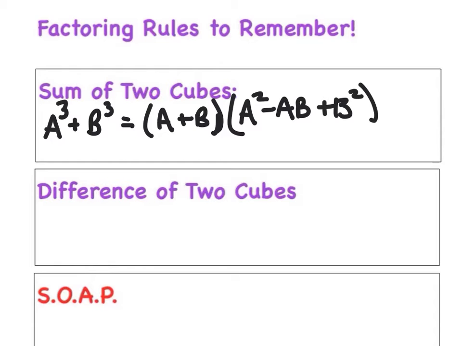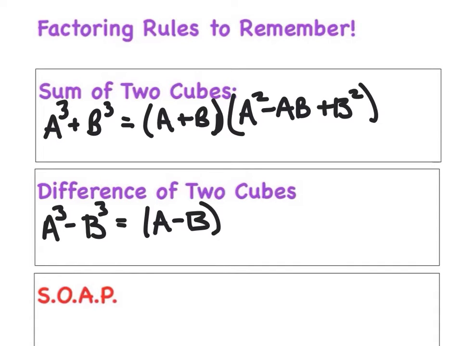So let me throw the difference of two cubes at you. I'm going to say that's a cubed minus b cubed equals the quantity a minus b times a squared plus ab plus b squared.